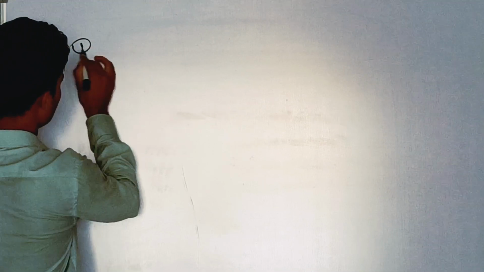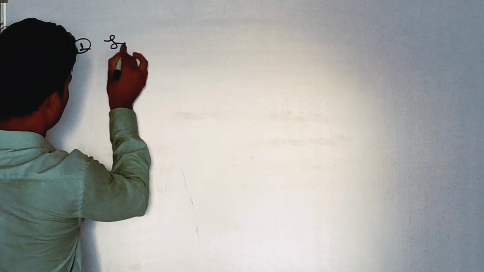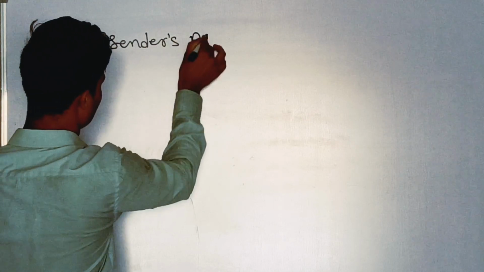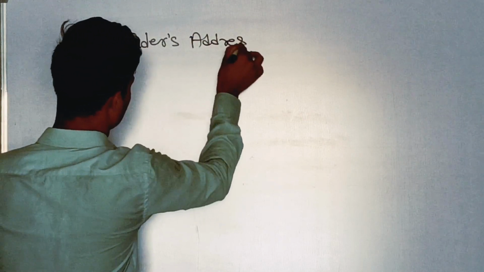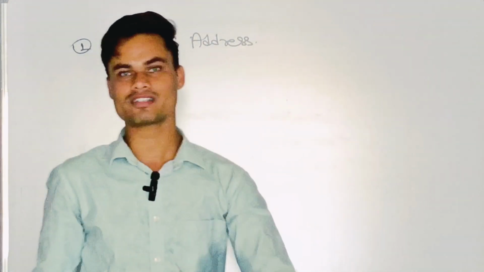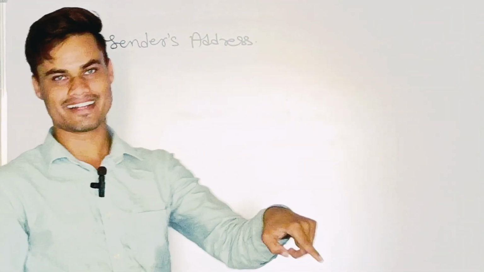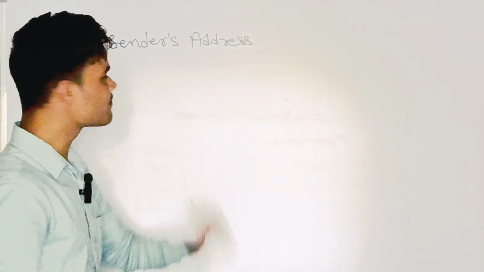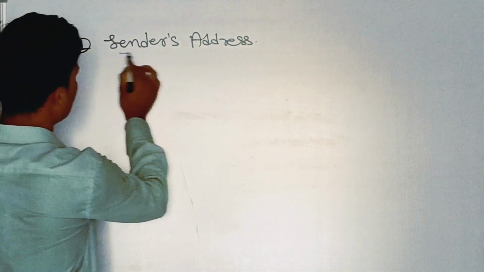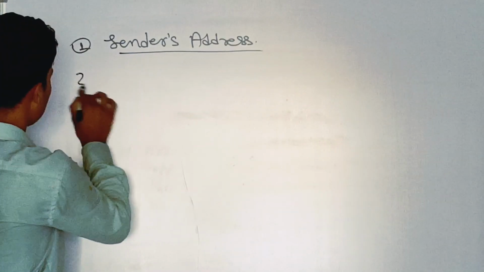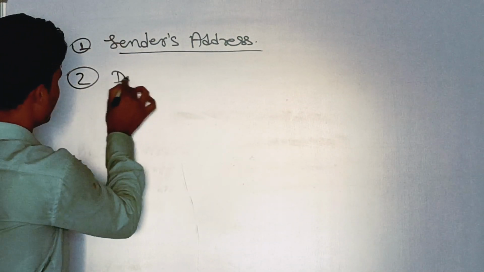First thing, you have to write the sender's address. You will have to check the question and find out the address, then mention the same address. Clear? And after mentioning the sender's address, you have to write the second thing, the date.